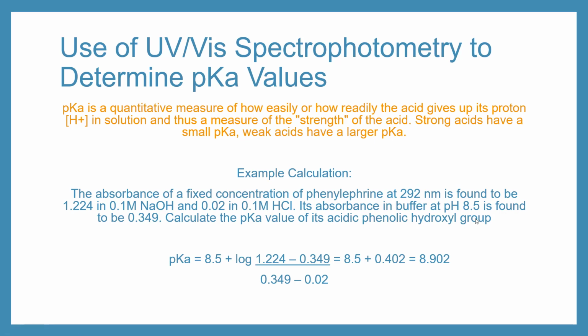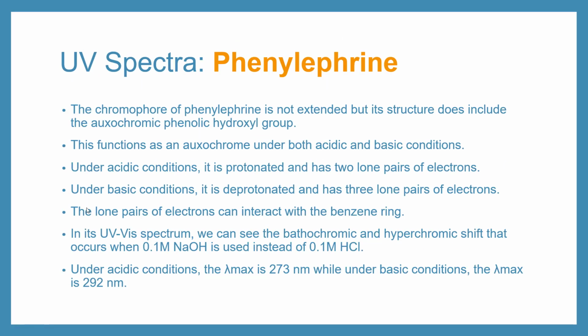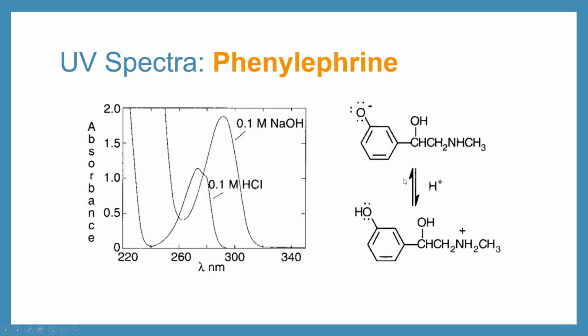First, let's look at what information is irrelevant and relevant. This 292 nanometers is the wavelength at which the experiment was run. It is just information; it doesn't factor into the calculation. We have an absorbance value of 1.224, and that is the ionized species, so we have an ion. If we go back and have a look, when it was deprotonated, we had more ions up here.